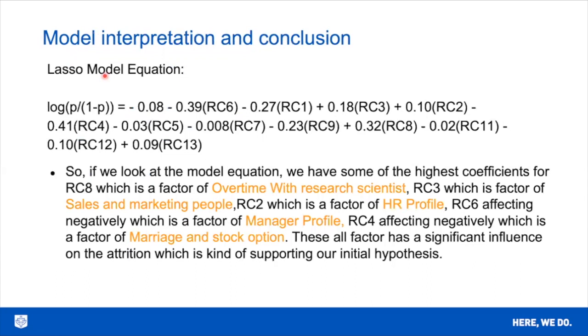And if you interpret the model equation, we see some parameters which have high coefficients. RC8, which is a factor of overtime and research scientists, RC3, which is a factor of sales and marketing people, and RC2, which is a factor of HR profile, have a positive effect on the attrition rate, while RC6, which has a negative effect, is the manager profile, who tend not to quit the company much. So this is coinciding with our initial line of hypothesis. So I'll pass it on to Denver.